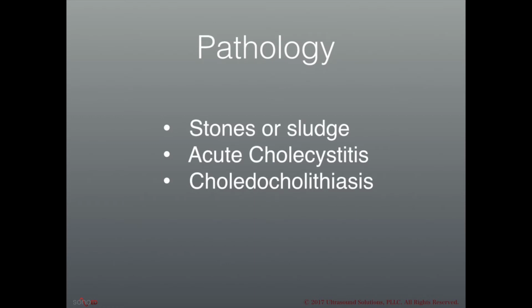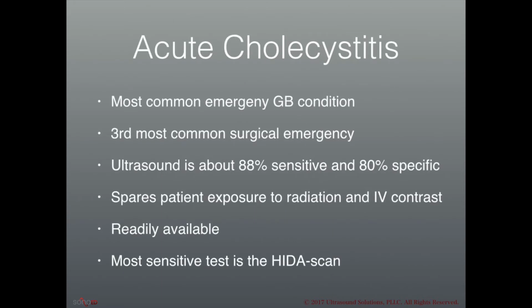So what would be some pathologic findings of the gallbladder? Well, principally we're looking for stones or sludge, and then we're going to also look for evidence of cholecystitis or choledocholithiasis. Remember that acute cholecystitis is a very common surgical emergency for the gallbladder. Ultrasound is very sensitive for it and beneficial to the patient in that it spares them radiation or IV contrast of CT scanning. Ultrasound is also readily available. Now remember that the most sensitive test for cholecystitis is the HIDA scan, but this often is not readily available.